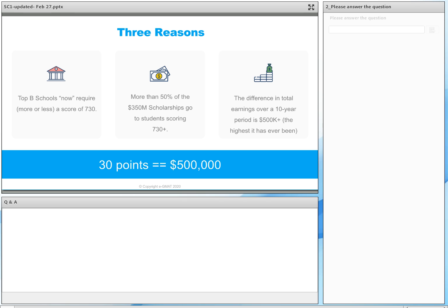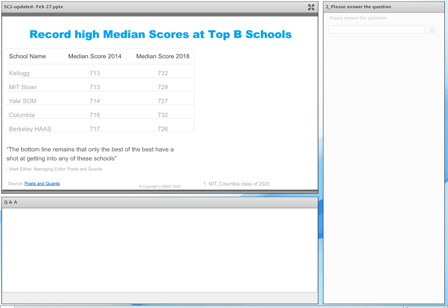One is if you're aiming for that top B school, which I hope most of you are, then they now need that score of 730 or higher. The second reason is if you're looking for scholarship money, and B schools do give out a ton of scholarship money, the majority of that goes to people who get to that score of 730 plus. And the third is that delta in total earning. A score of 730 or higher could be worth $500,000 or more over a 10-year period to you. So again, it really pays to score high on the GMAT.